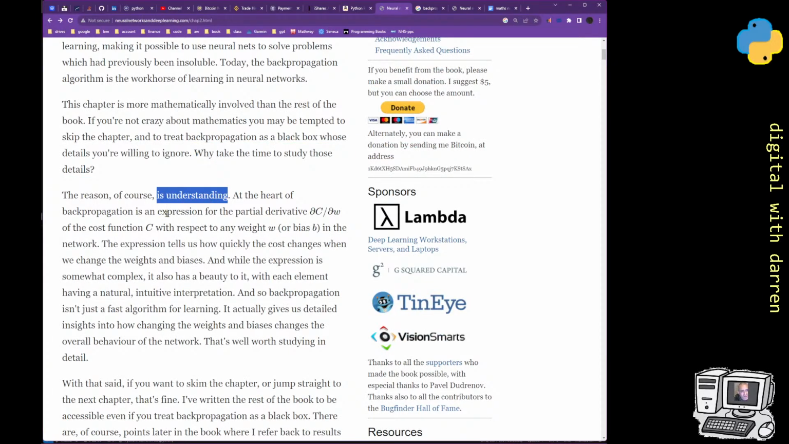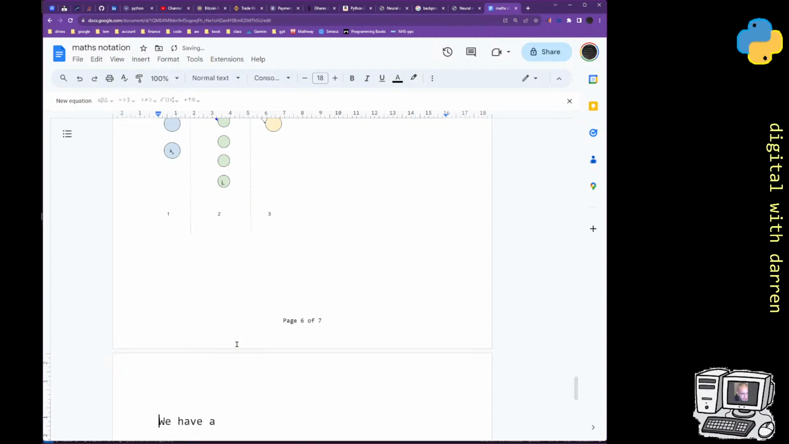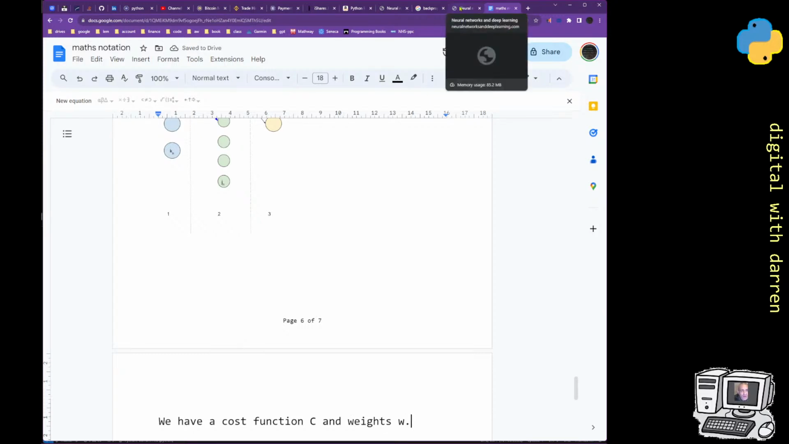At the heart of backpropagation is an expression for the partial derivative dC by dW of the cost function C with respect to the weight W. So we have some cost function. On a new line, we have a cost function C and weights W. So we've got something like this. This is what it's talking about.